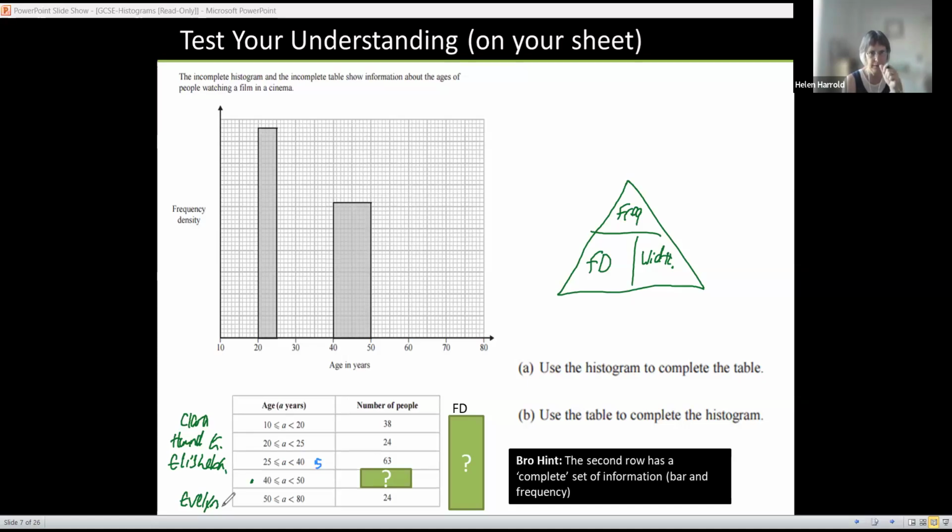Yep, so that's the width. Yep. I don't know. I didn't make this slide. I just borrowed it off there.